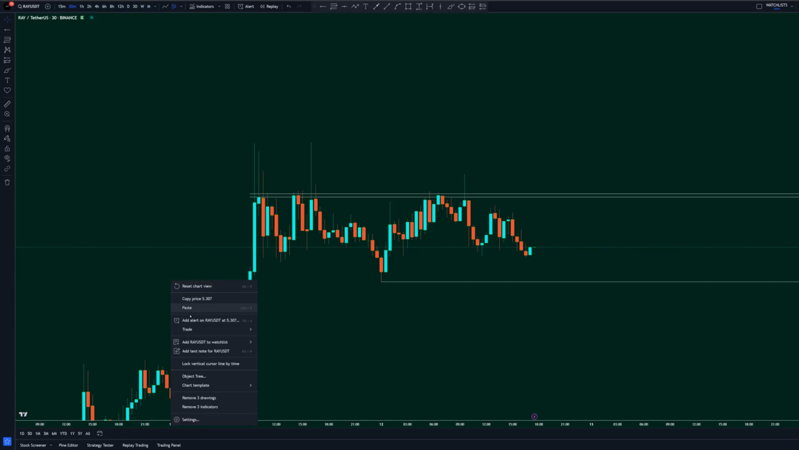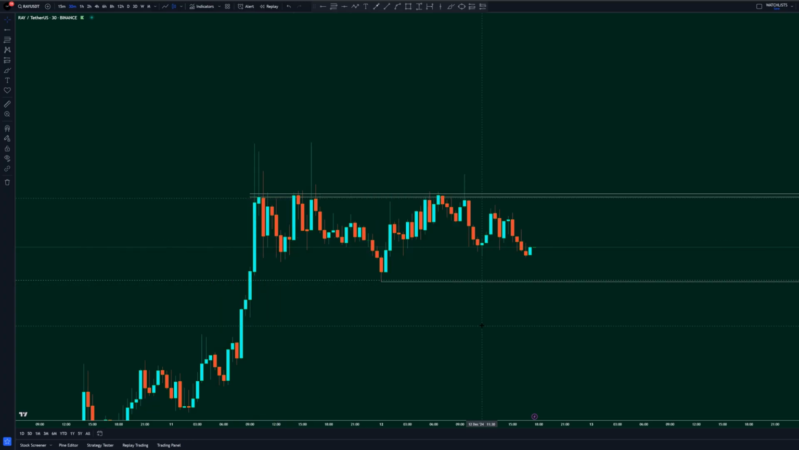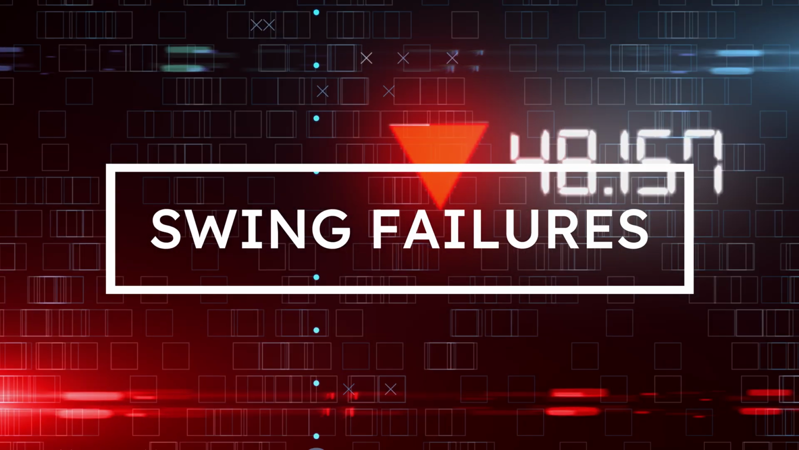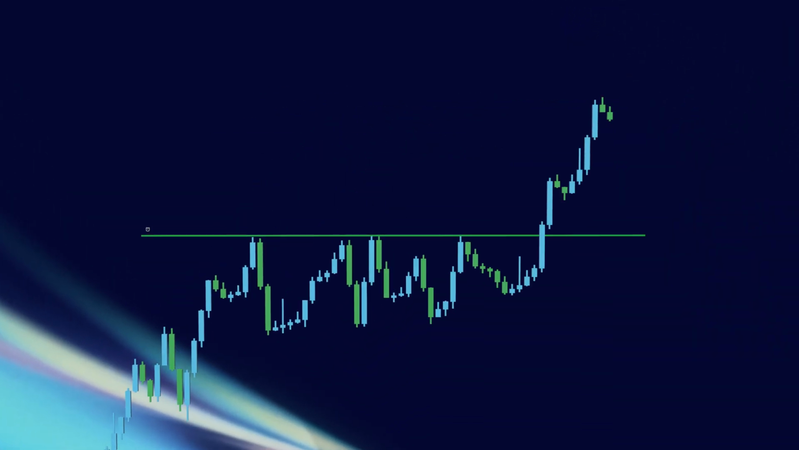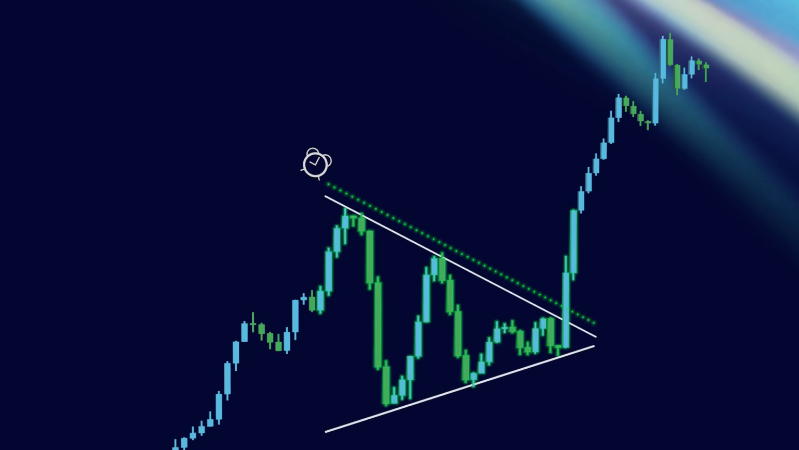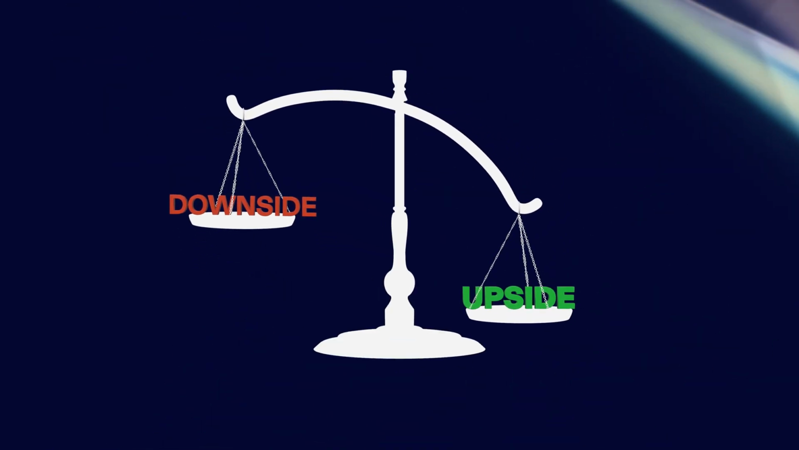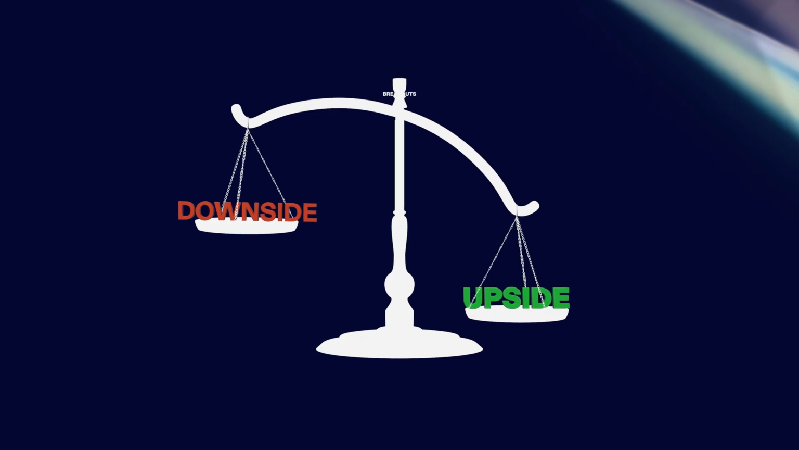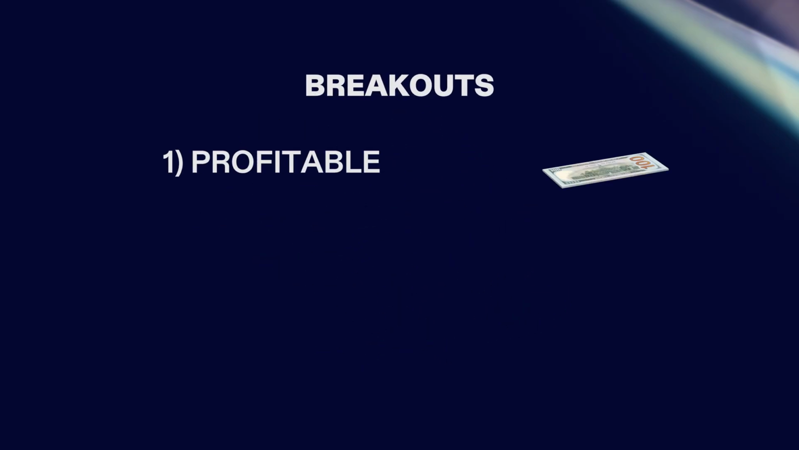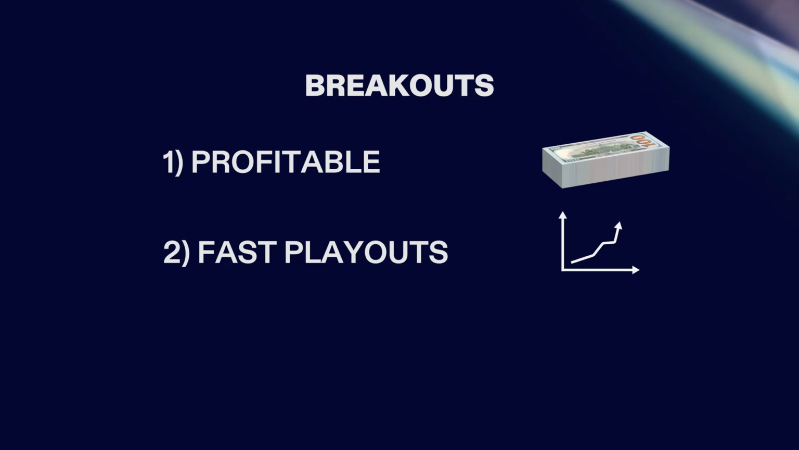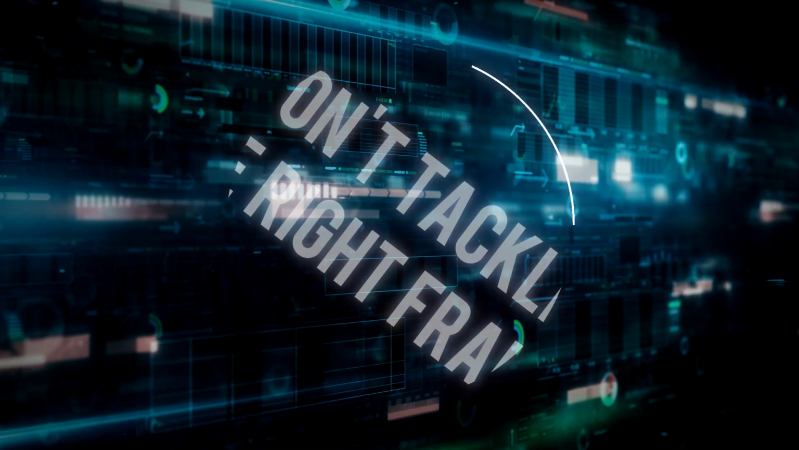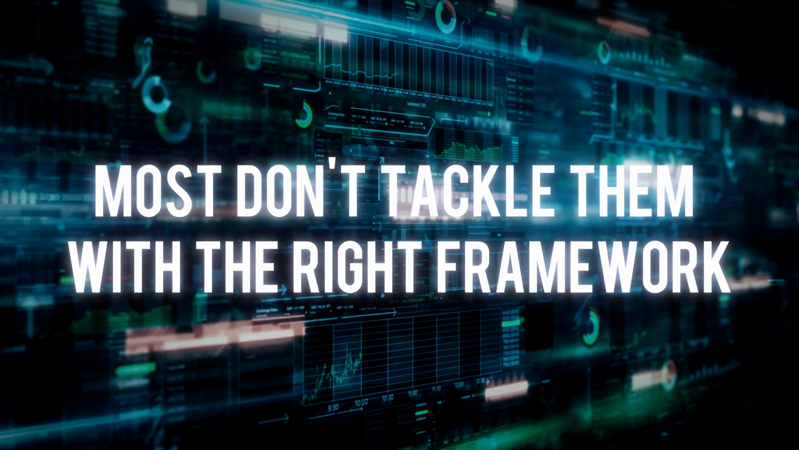Our approach here is simply setting alerts. We can do so either to the downside or to the upside. When setting alerts to the downside, we're looking for support levels, demand zones, and key lows that could be swept, otherwise known as swing failures. When setting alerts to the upside, we're looking for breakouts, either horizontal or diagonal. Our preference in these conditions, again, is plays to the upside as we're focusing on strength. Breakout trades are incredibly profitable, have fast playouts, and contrary to what most think, are very easy trades to take. The issue is, most don't tackle them with the right framework.